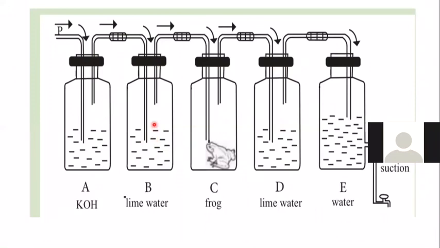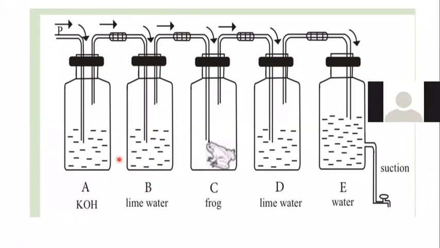Now the gas comes out here, and carbon dioxide is absent. We experimentally observe that lime water does not show any kind of color change. Now here there is a frog. You know that if there is an animal, the animal follows the cellular respiration process. I just discussed the cellular respiration equations with you.